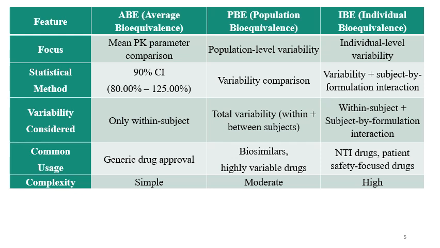ABE is used for generic drug approval to demonstrate that the generic drug behaves similarly to the reference formulation when tested in vivo for the pharmacokinetic parameters. PBE is used for biosimilars and highly variable drugs. IBE is used for antiepileptic drugs and patient safety focused drugs, because IBE complexity is very high. Now coming to the complexity of the study. So the ABE study is simple. The PBE study is moderately complex, while the individual bioequivalence study is the most complex, having high complexity.